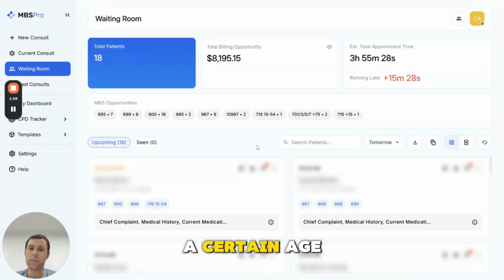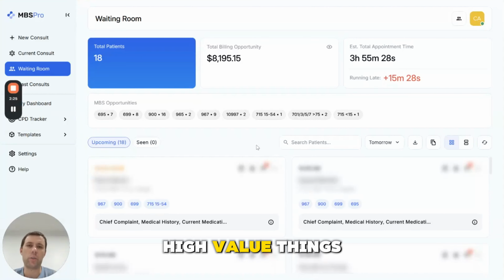So if a patient is in a certain age group, we might say, hey, have you had, for example, your shingles vaccine because you're over 65? Or we might say, you're over 30 now and you've mentioned that you need a blood pressure script. Have you had your cardiovascular heart health check? Or you're over 75. There's a number of different things that we prompt for: DVA, CVC program, care plans, health assessment, medication reviews, high value things.